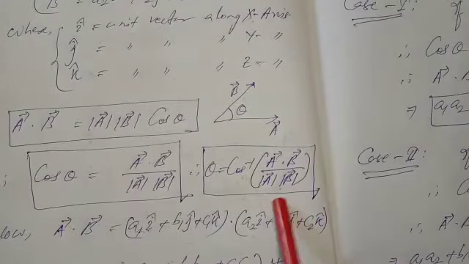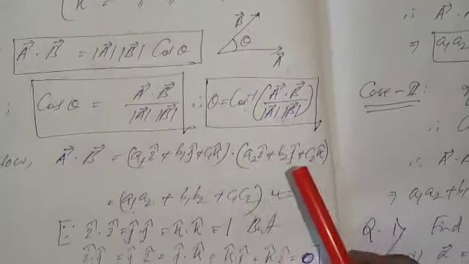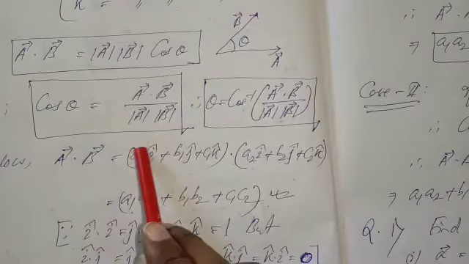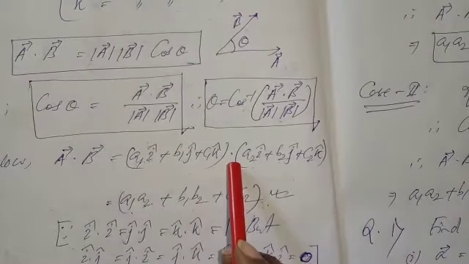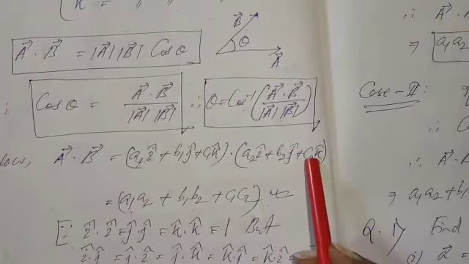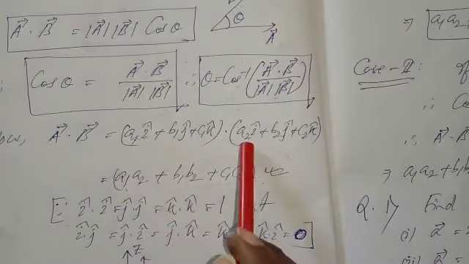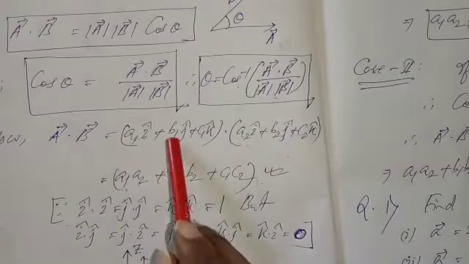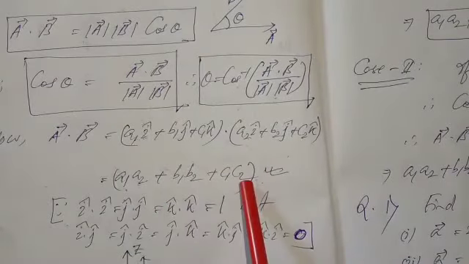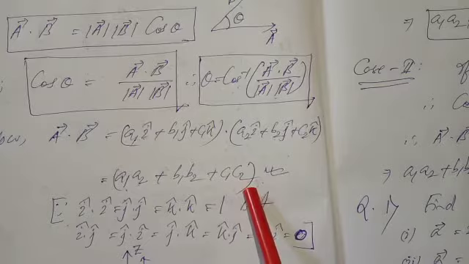Now, how to find a dot b? Let us see. A dot b means the a vector is written in component form, dot the b vector I have written here. As it is a dot product, the result will be a1a2 plus b1b2 plus c1c2. Why is it coming like this?